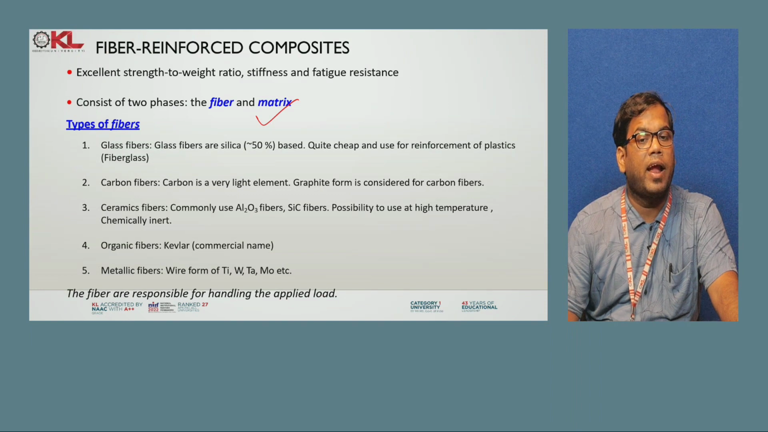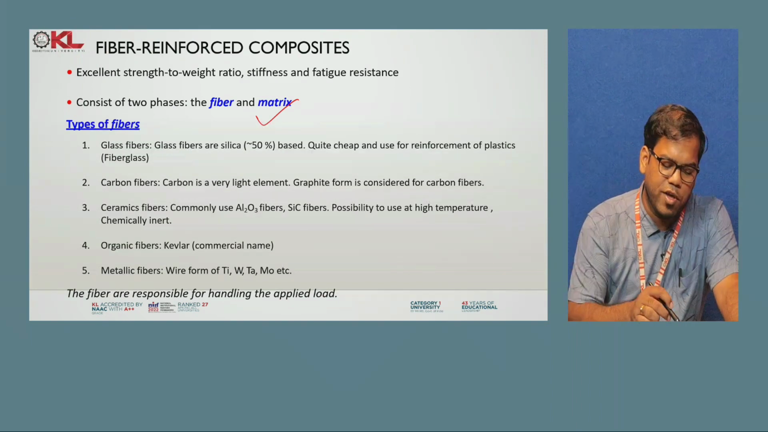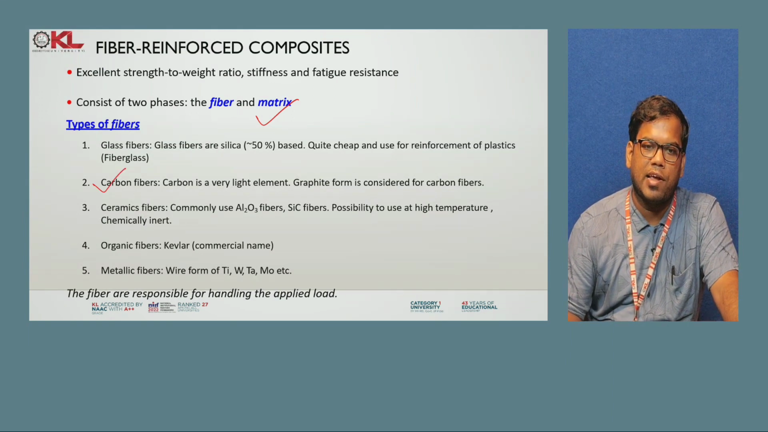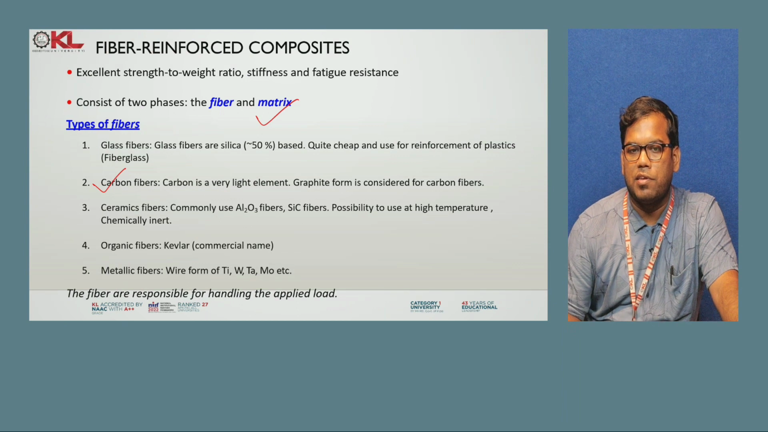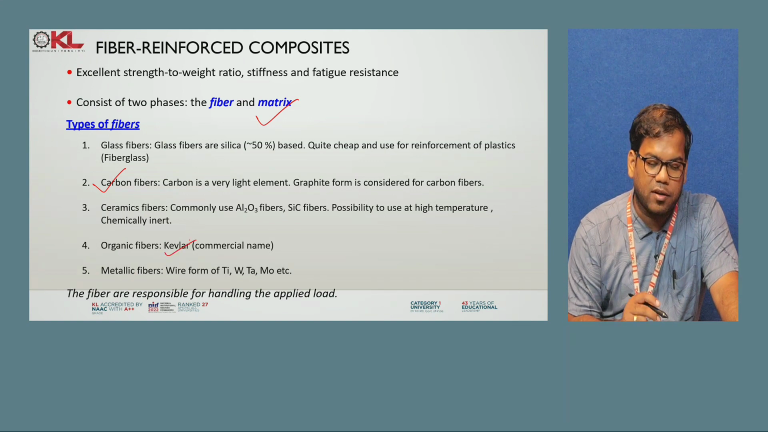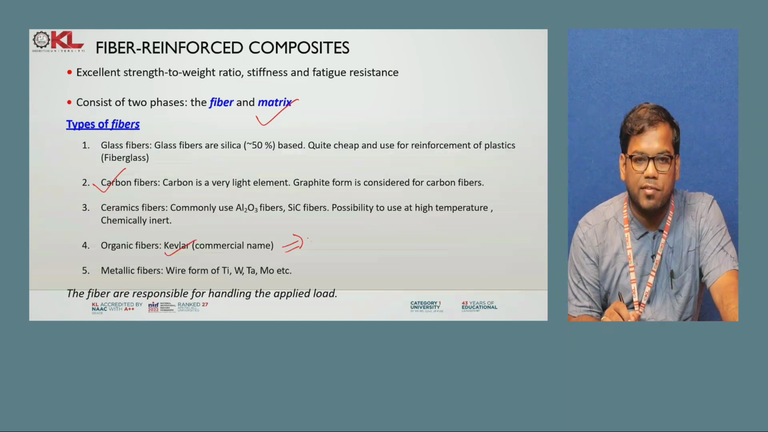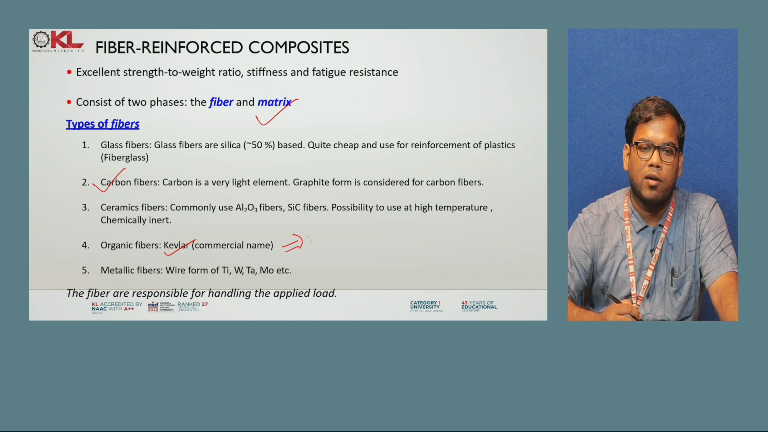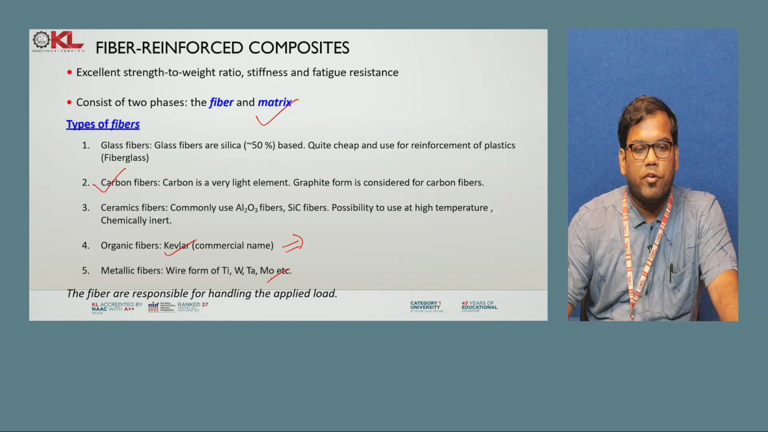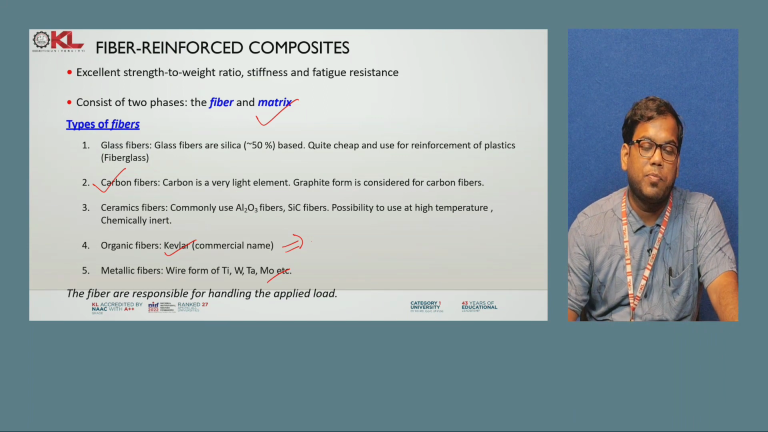Carbon fiber is a very light element. Graphite form is considered carbon fiber. It also exhibits excellent properties. Ceramic fiber is commonly aluminum oxide or silicon carbide fiber. These can be used in high temperature applications. Organic fiber, for example Kevlar, has very high impact resistance. Metallic fiber is in wire form of titanium, tungsten, molybdenum. The fibers are responsible for handling the applied load.